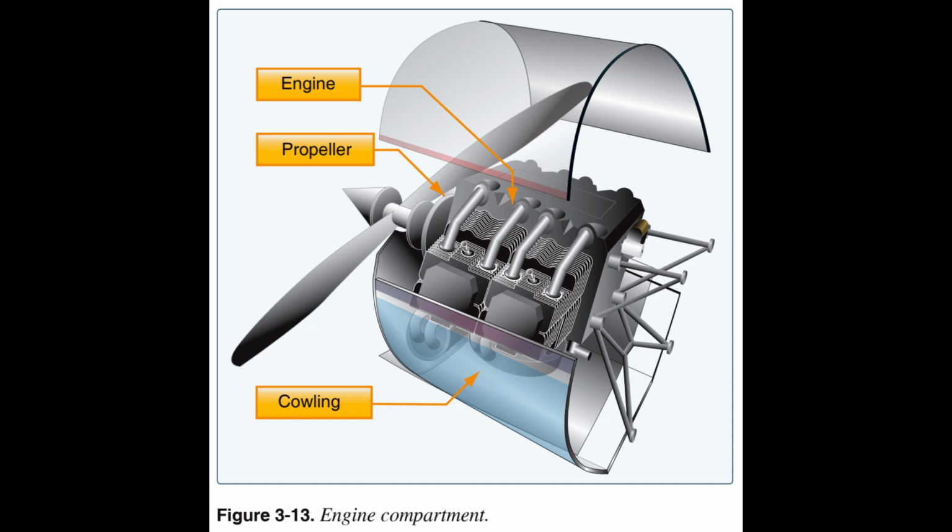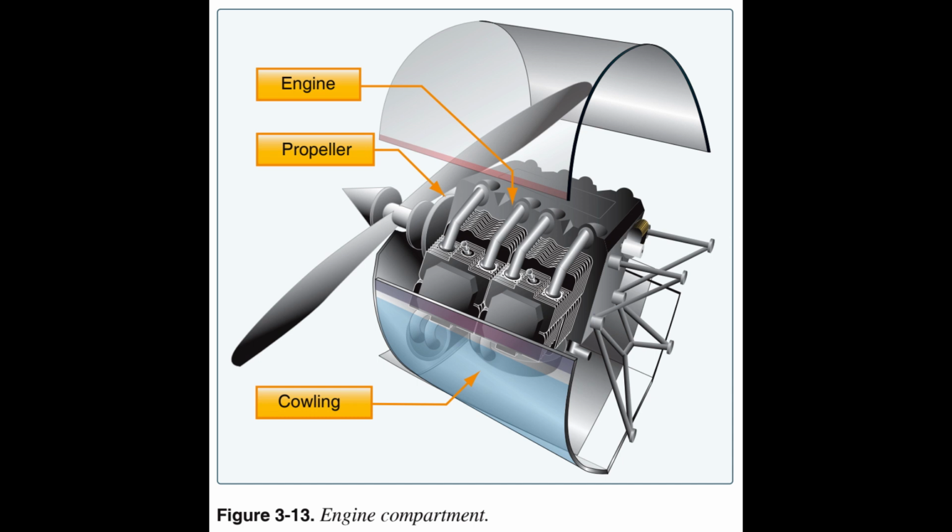The power plant usually includes both the engine and the propeller. The primary function of the engine is to provide the power to turn the propeller. It also generates electrical power, provides a vacuum source for some flight instruments, and in most single-engine airplanes, provides a source of heat for the pilot and passengers. Figure 3.13.